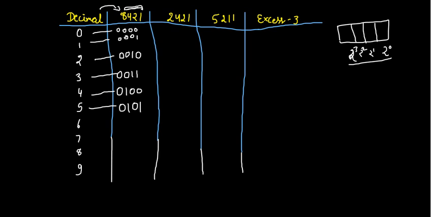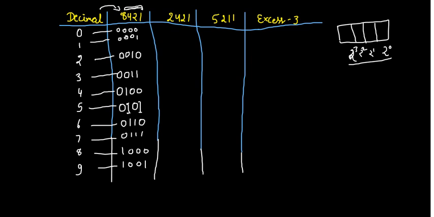Now if you count it down, this one at this place is representing 4, and in this place it is representing 1. So 4 plus 1 is 5. Now for the 6 we need 0, 1, 1, 0. For the 7 we need 0, 1, 1, 1. For 8 we need 1, 0, 0, 0. And finally for the 9 we require 1, 0, 0, 1.